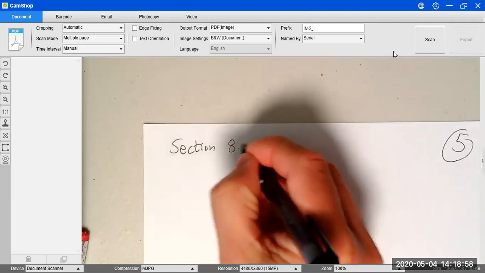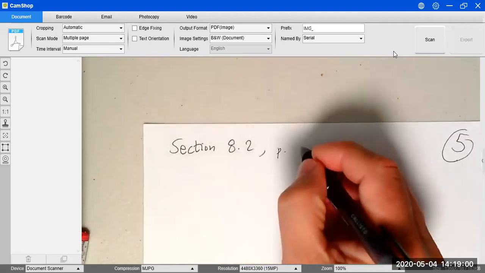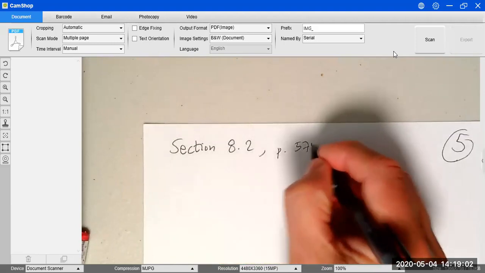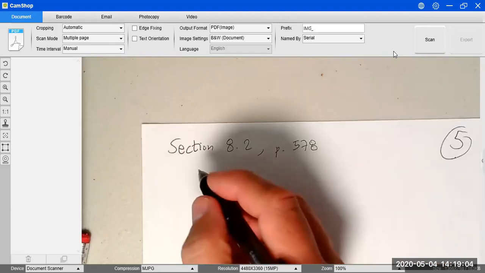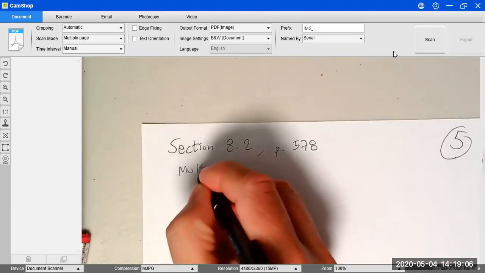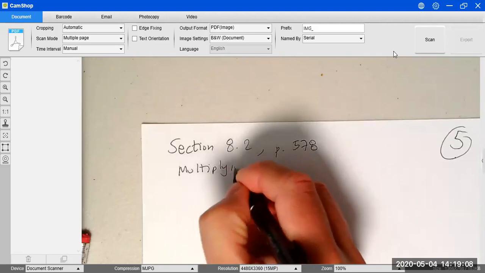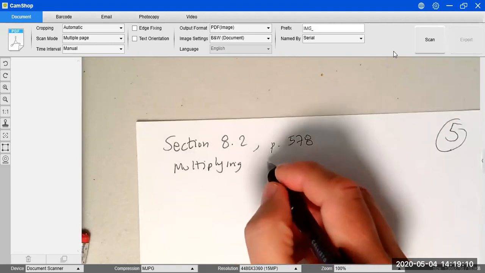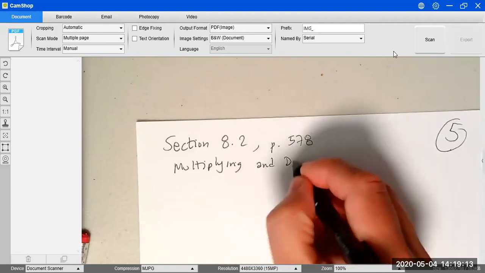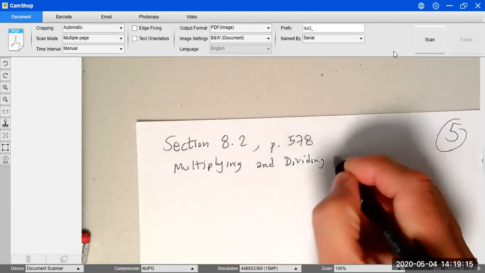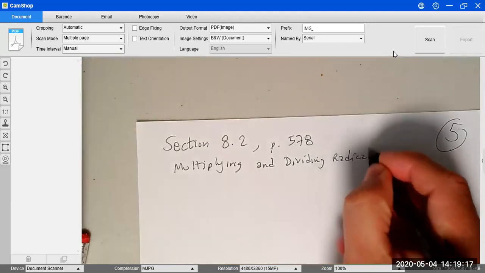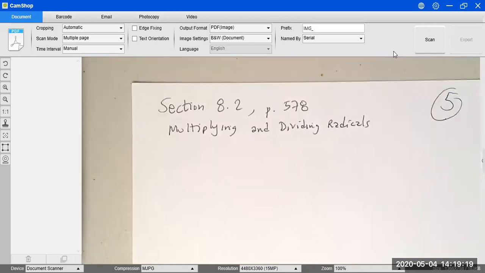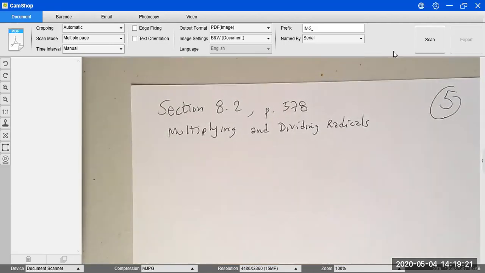Section 8.2 on page 578, and this is about multiplying and dividing radicals. So we're gonna start doing some math with radicals. So let's see.